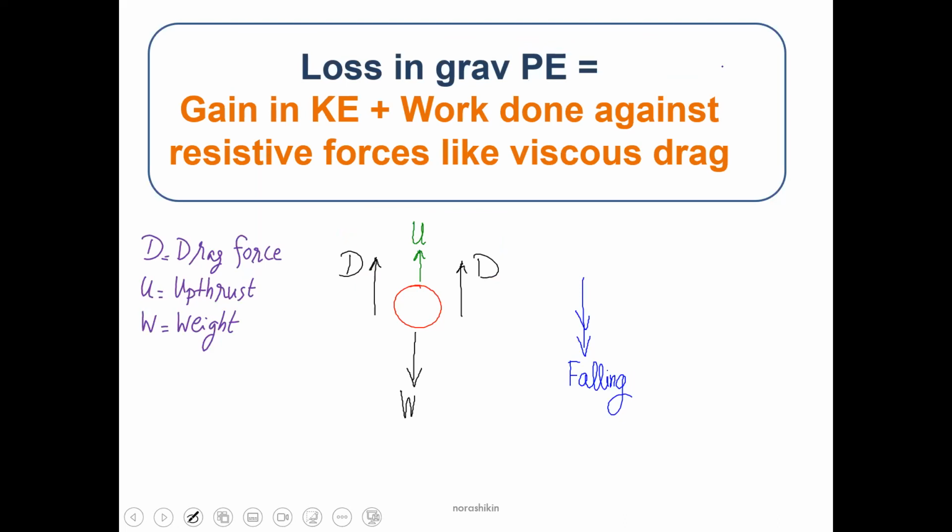Acceleration also becomes zero. Now, in this case, how do we tackle energy? There is a loss in gravitational potential because you are coming down. There is a gain in kinetic plus work done against resistive forces like viscous drag.